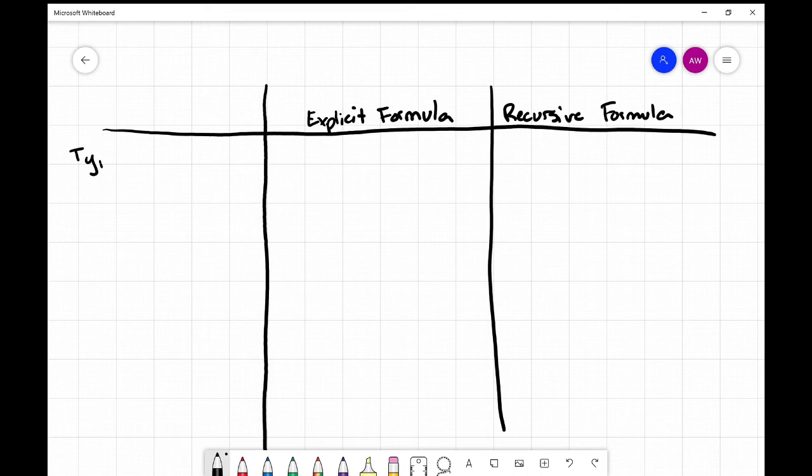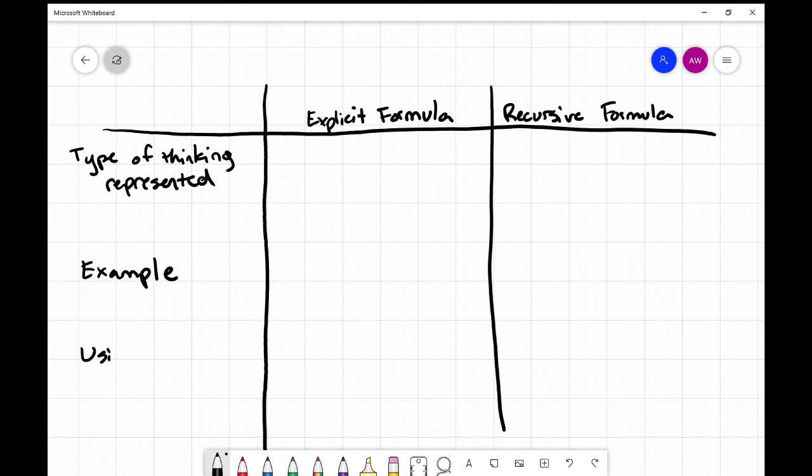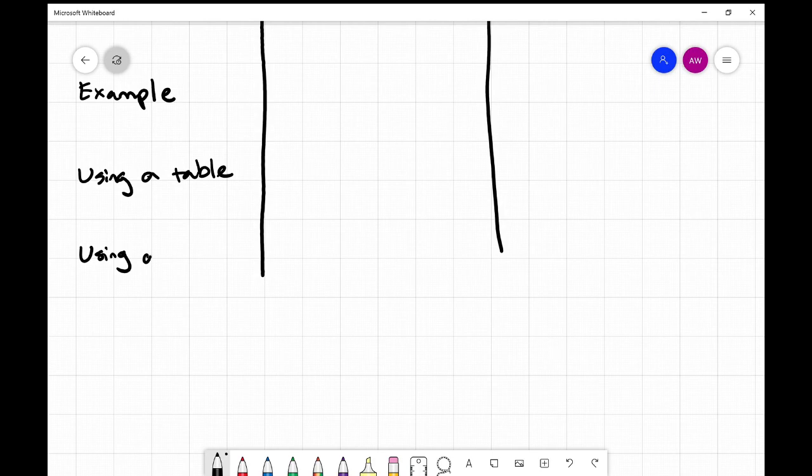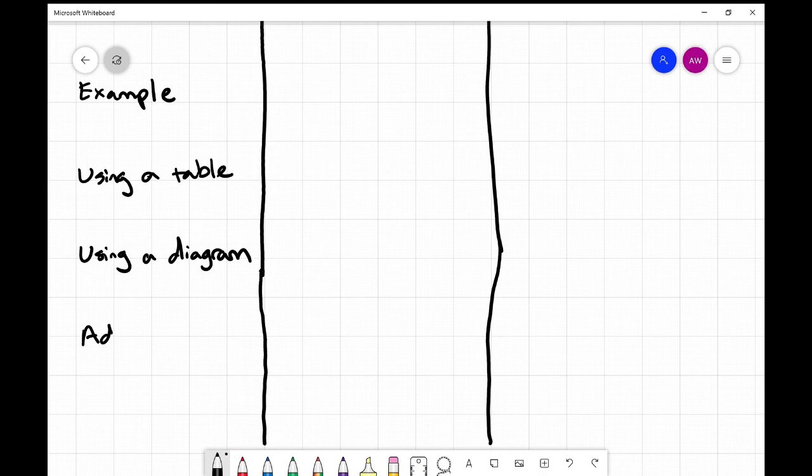We're going to look at the type of thinking that is represented. We're going to look at an example using a table, using a diagram, and then what are the advantages and the disadvantages for that type of formula.